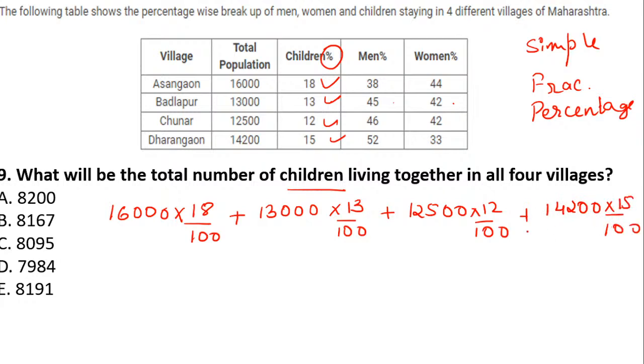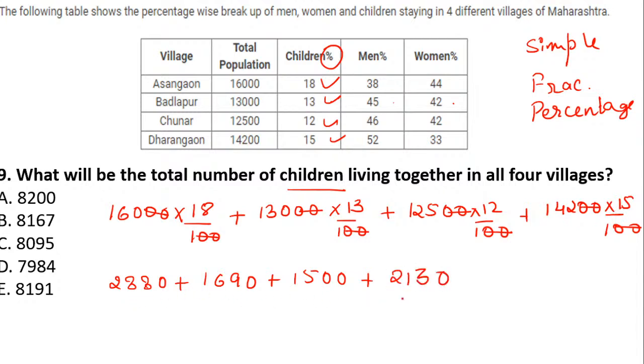First of all, I am going to cancel out the zeros. Two zeros, two zeros. This zero gets cancelled with this zero, and this zero with this zero. When I do 16 into 18, I will get 2880. Okay, little bit of calculation. 13 into 13, you should know simple squares of 11, 12, 13, 14. So 13 into 13 is 169, so 1690. Again, 125 into 12 is how much? It is 1500, plus 142 into 15. 142 into 15 is 2130.